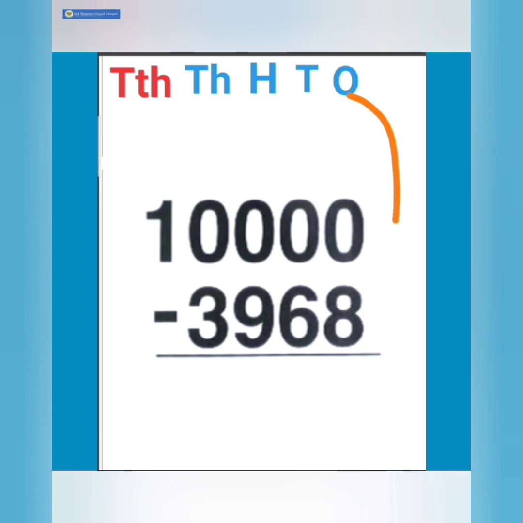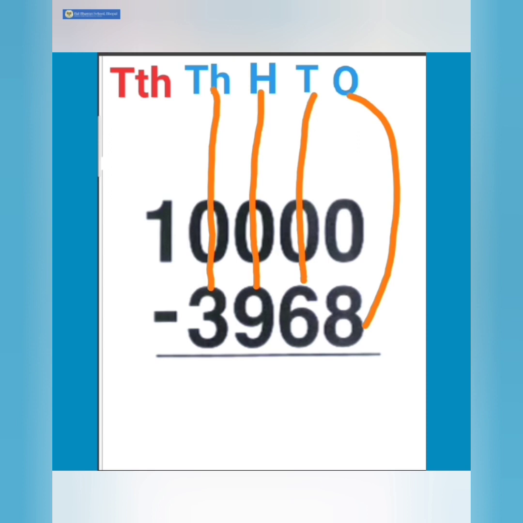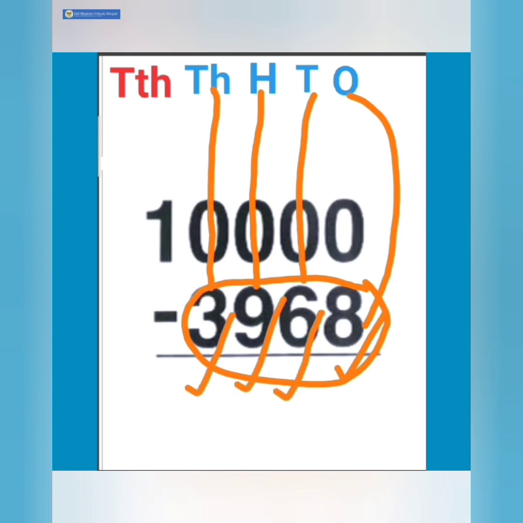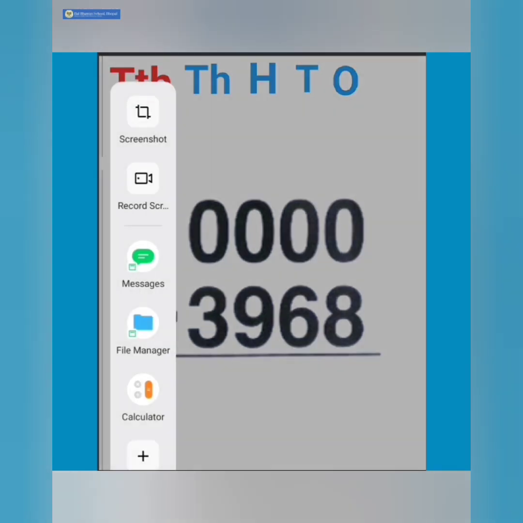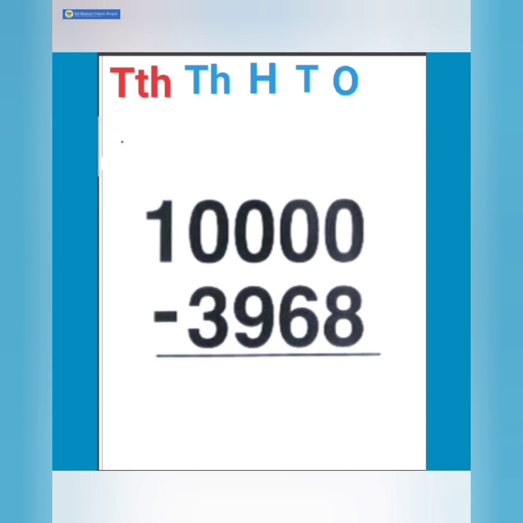Remember to arrange the numbers in their correct columns. In 3968, it is only a 4-digit number, so it will be placed as ones, tens, hundreds, and thousands only. But in 10,000, we have 5 places, so they are placed under 5 places till 10,000. Okay?